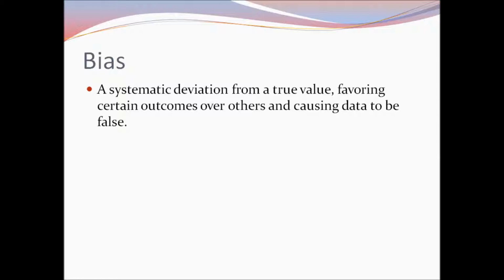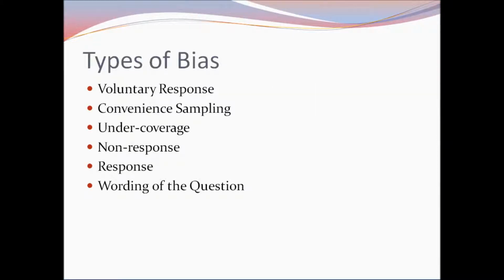Okay, bias is a systematic deviation from a true value, favoring certain outcomes over others and causing data to be false. Basically, if the answers you are getting back in a survey are wrong, you most likely have bias in your data. Types of bias are as follows: voluntary response, convenient sampling, undercoverage, non-response, response, and wording of the questions.